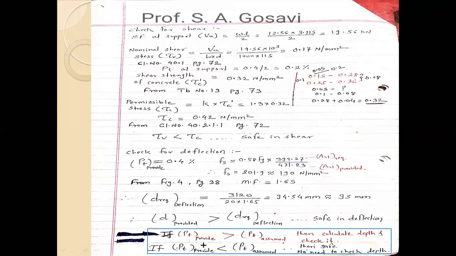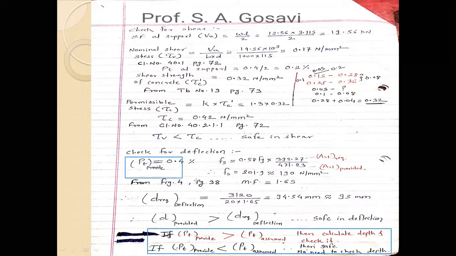So if the percentage of steel provided is greater than the percentage of steel assumed, then calculate the depth and check it. Okay. And if the percentage of steel provided is less than the percentage of steel assumed, then no need to check the depth. Okay. Now let us see what has happened in our case.